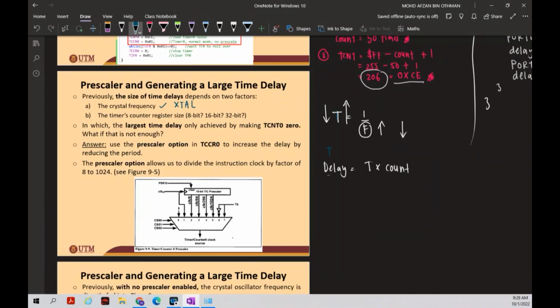Which is your TCNT. Is it 8-bit or 16-bit? If it is 8 bits, what happens? Because we know that TCNT equals FF minus count plus 1. So if your TCNT is 8 bits, the maximum here is 255 only. And if you have a 16-bit, the maximum value here is 65,535.